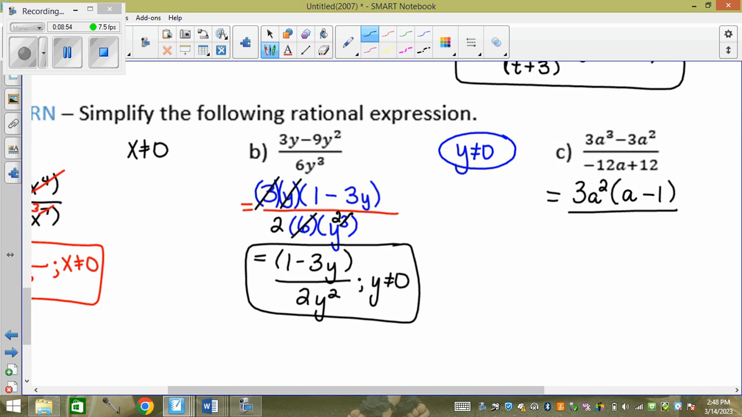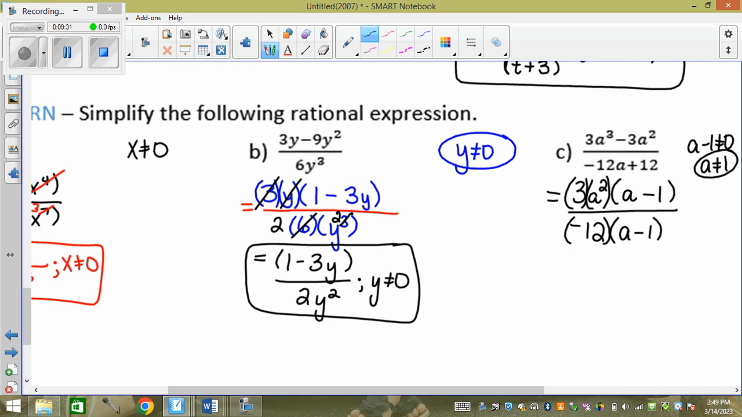Now the denominator, if I just take out 12, I'll be left with negative a plus 1. And I need it to be positive a minus 1. So what do I actually need to take out? A negative 12. And the 3 and the a squared can be in their own brackets because they're monomial. So I take out a negative 12 and I'm left with a minus 1, put this in its own brackets. Now I have 2 brackets in my denominator, but only one of them has a variable. So I'm only going to get one NPV. I'm going to have a minus 1 can't equal 0, a can't equal 1.